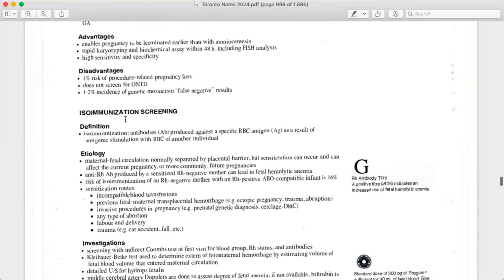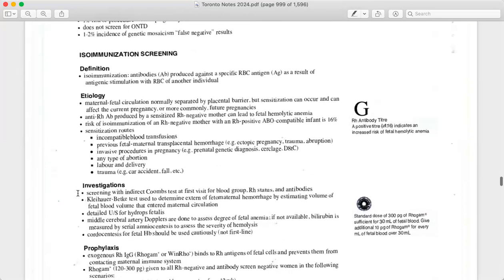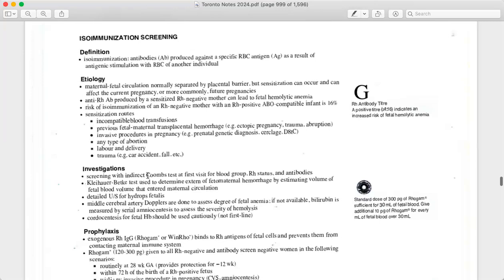Now coming to immunization screening: antibodies produced against a specific RBC antigen. So investigation, this is important. What you are going to do is basically the Coombs test. Screening basically starts with the Coombs test at the first visit for the blood group, then Rh status, and then antibodies. So you are going to start with the Coombs test. Then the Kleihauer-Betke test is used to determine the extent of the fetal-maternal hemorrhage. So you are going to do that one.